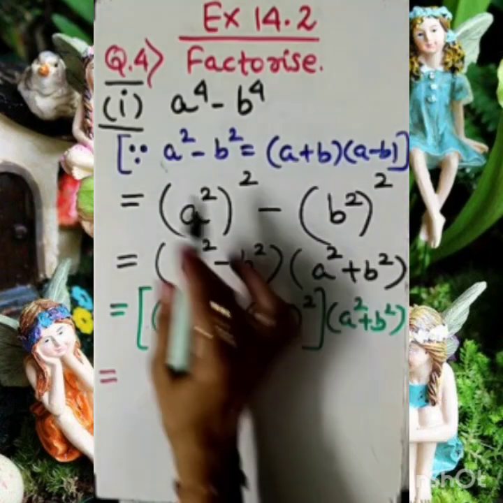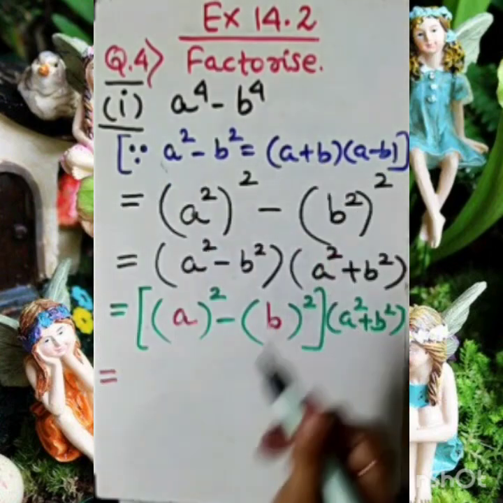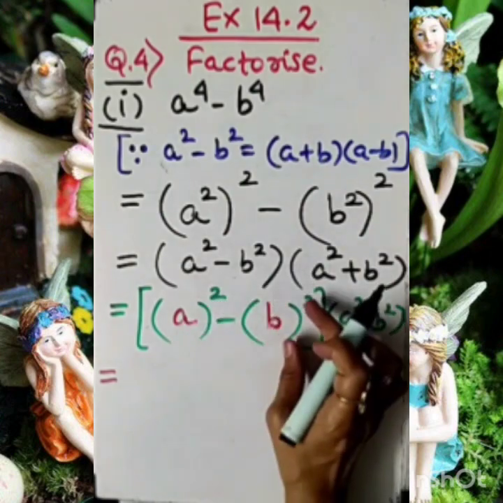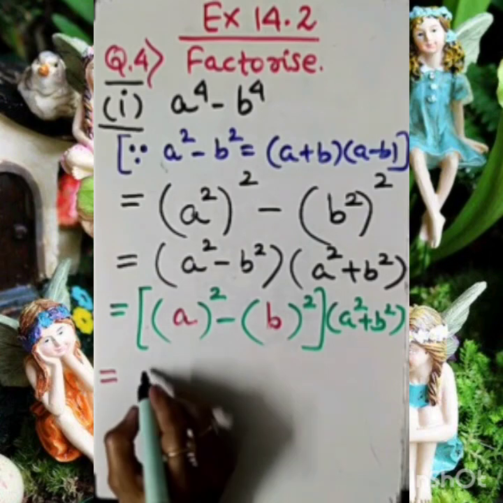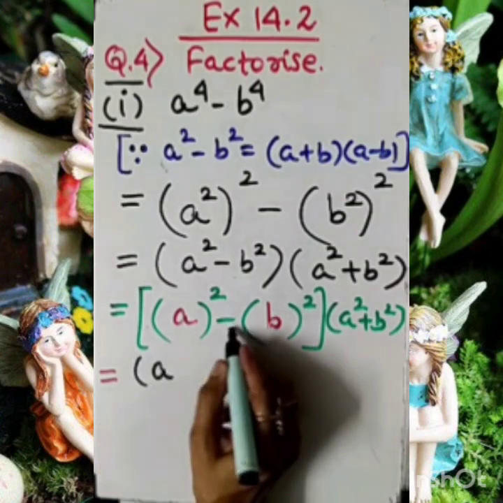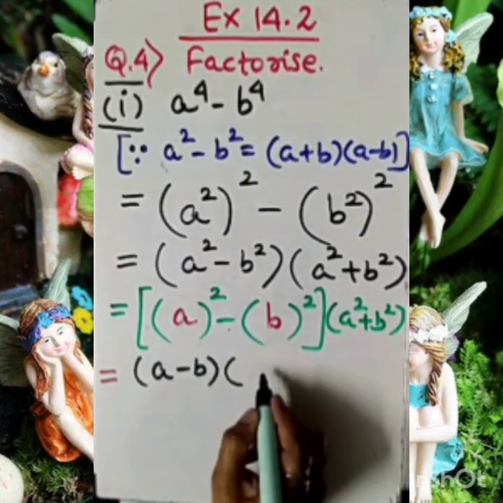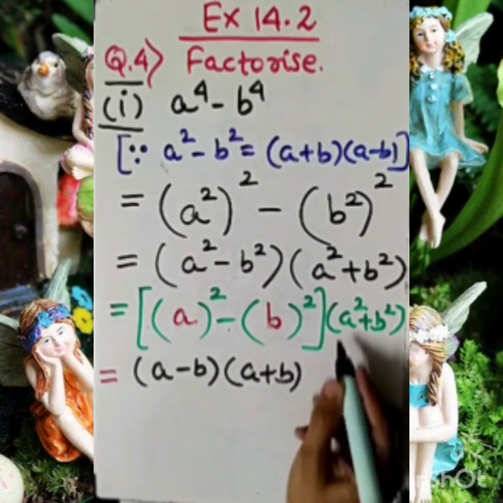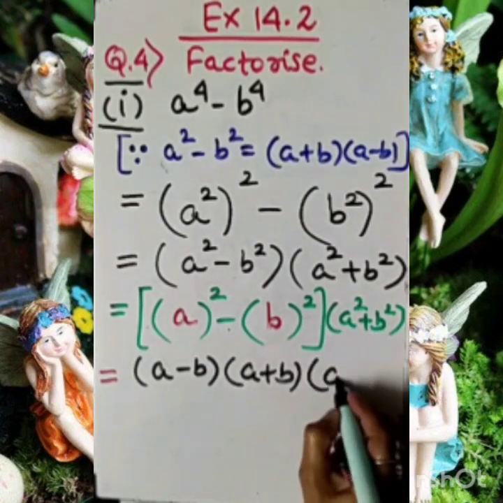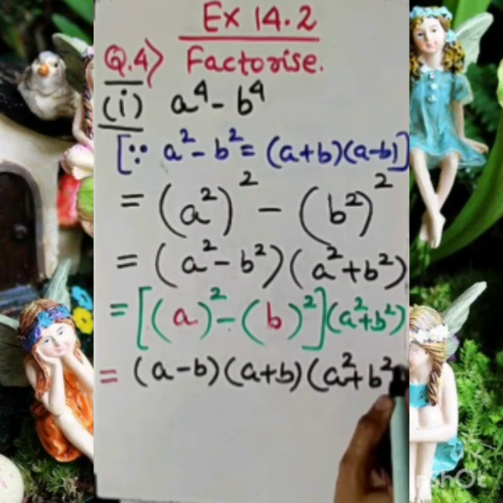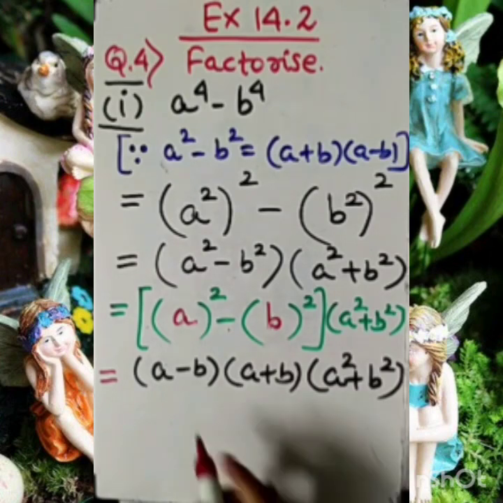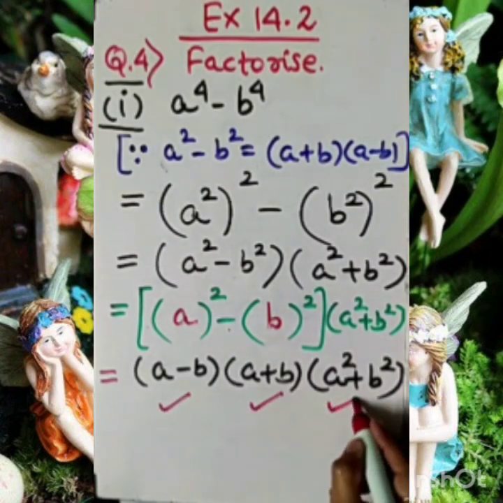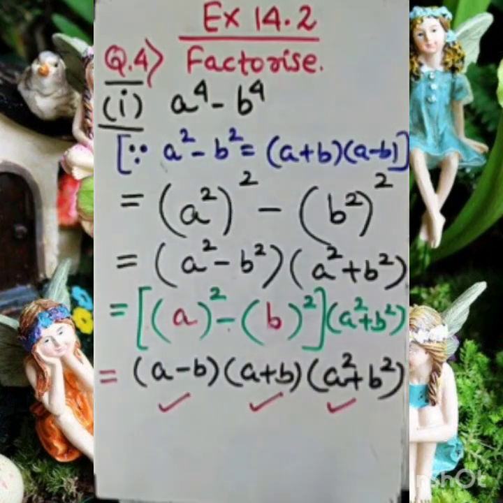Again applying the same identity, the third identity. Both of these are perfect squares and between them we find a minus sign. So dear student, the solution is a minus b, one time plus, one time minus, and this term is as it is, untouched, a square plus b square. So this is the complete solution of the first part of question number 4. These three are the factors of this expression. Got it?